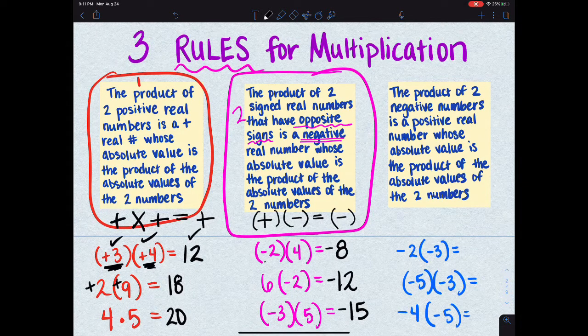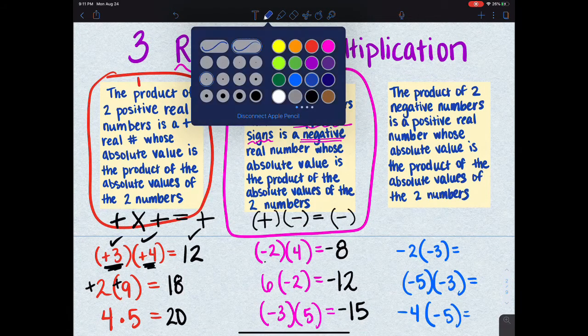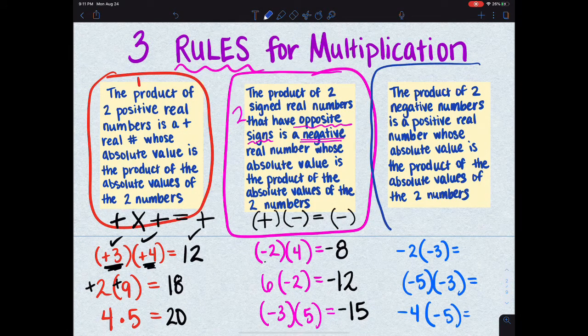Okay, let's do rule number 3. Rule number 3 says the product of 2 negative numbers is a positive real number whose absolute value is the product of the absolute values of the 2 numbers. What does this mean in English? If you have a negative times a negative, that's going to be equal to a positive. Okay, let's see some examples.